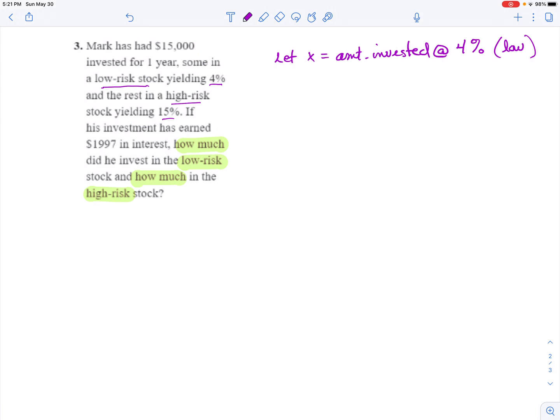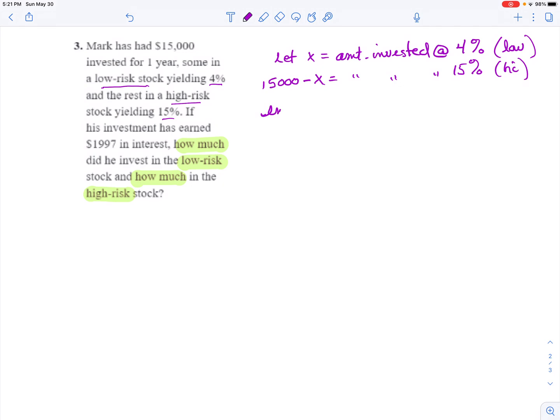And then that little trick again, if you don't know how something is divvied up into two quantities, you let X be one quantity and then you come back and pick up the total and subtract off X, and that will be what's left over. This will be the amount invested at 15%. Remember, this was the high risk.